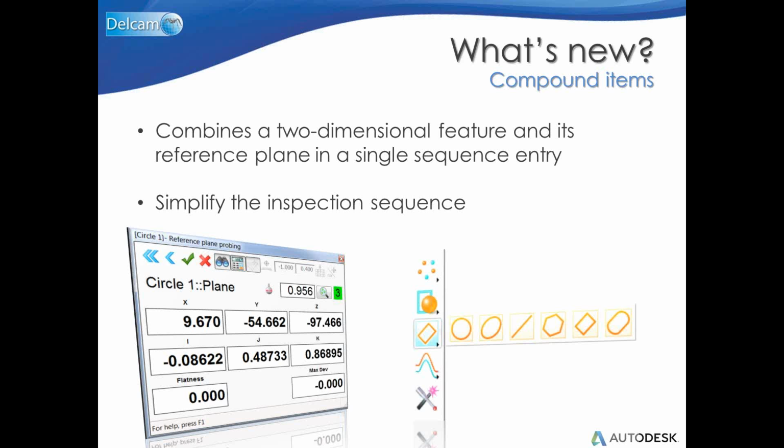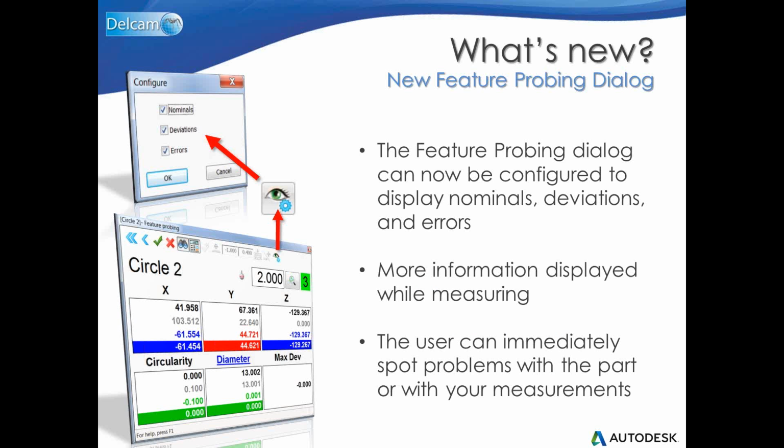So moving on, new feature: the probing dialog. To provide more real-time information as you probe the part, the feature probing dialog has been redesigned and extended. In addition to the standard information, such as location, size, and profile of the feature, it can now be configured to display nominals, deviation, and errors. By clicking the new icon here, you can see the nice eye here, enabling you to immediately spot problems with the part or with your measurements.